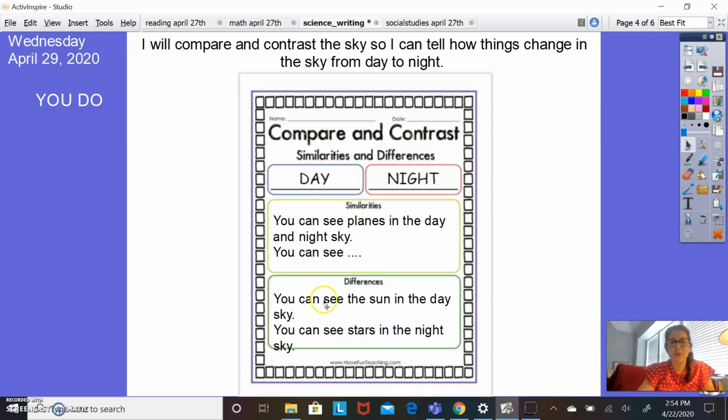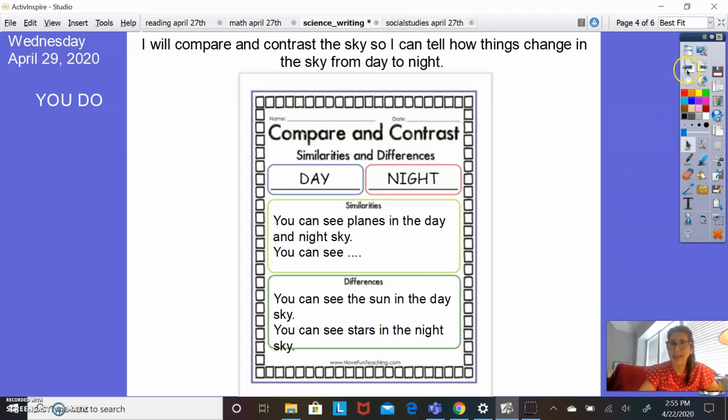So you will complete this. It automatically saves under your Google assignment. And just make sure that you're using complete sentences. Just don't say planes in the sky, or don't say sun and moon. That's not a complete sentence. We need to make sure that we're always practicing speaking in complete sentences and writing in complete sentences so that the reader can understand what the writer is trying to tell us. So after you complete this assignment, you'll make sure to click Turn In.